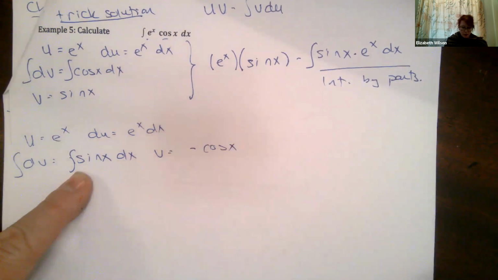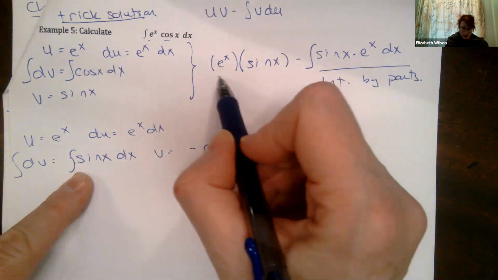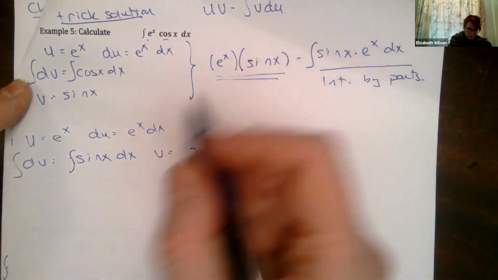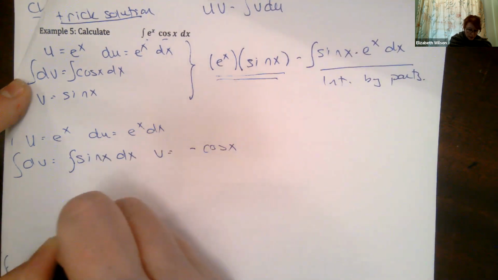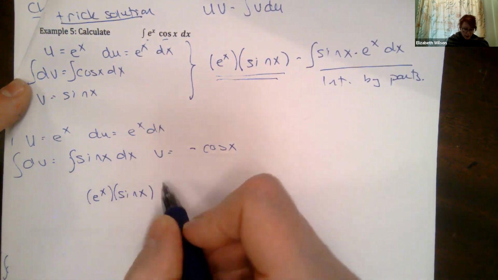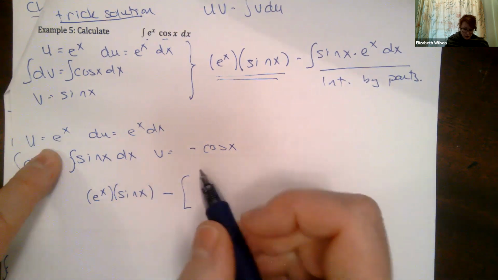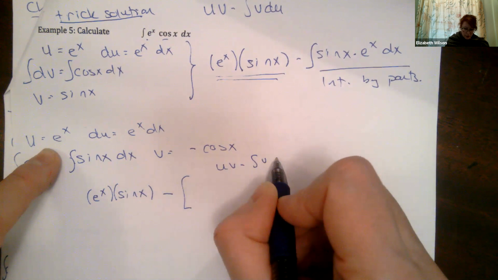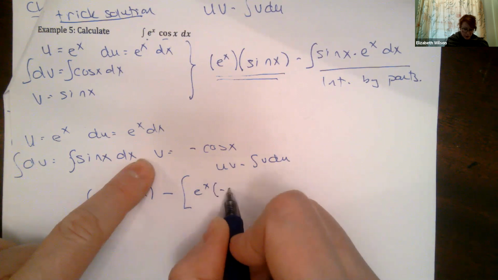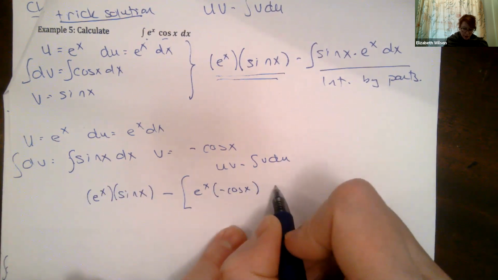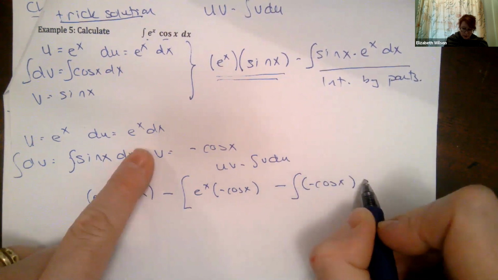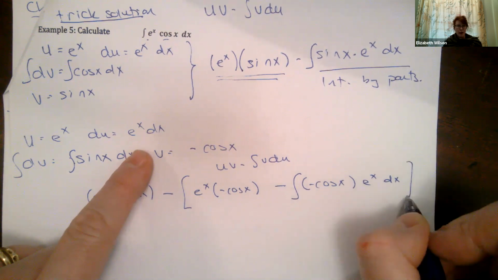And I'm going to take the integral of both sides to get v equal to minus the cosine of x. Now we're going to put these in, but watch, I've got this bit that I have to remember to carry through when I do integration by parts again. This is what I'm carrying through from before: e to the x sine of x from before, minus, and I'm going to put brackets, uv minus the integral of v du. So u, e to the x, times v, minus cosine of x, minus the integral of v, minus cosine of x, times du, e to the x dx. There's going to be a lot of things to keep track of.